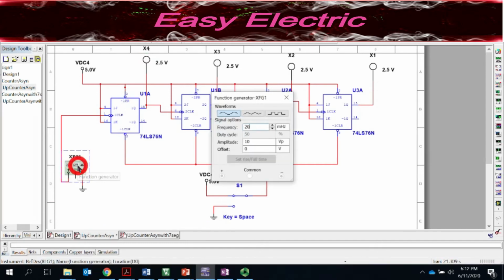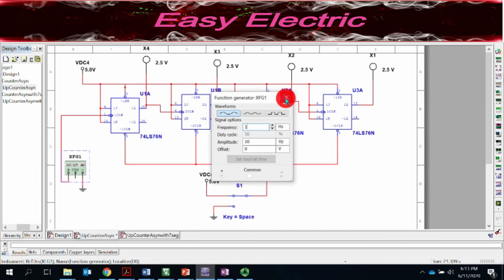So if we want it to be 1 second, let's change that to 1 hertz. This is actually the frequency, right? This is not the period. So the period is 1 over f. If I put 1, the period will be 1 over 1, which is 1 second. That means the period between two falling edges is 1 second, so it should definitely count every 1 second, right?